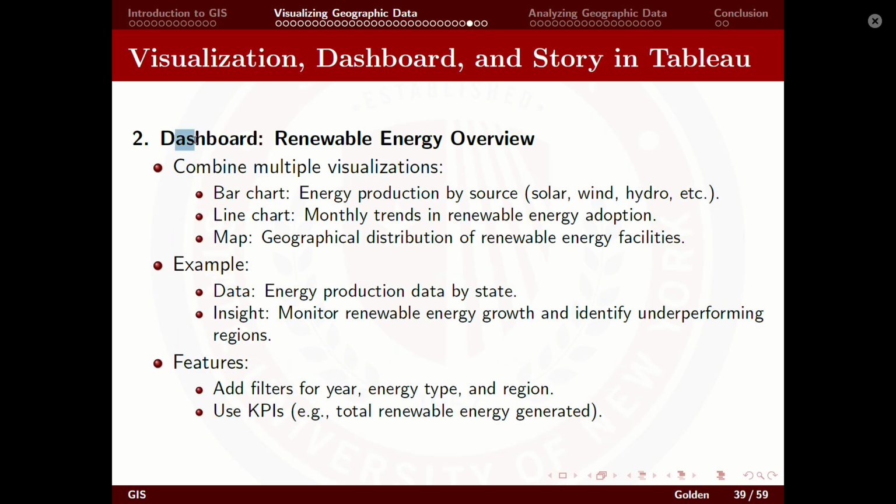And then the next one is the dashboard. So now you can add multiple different types of visualizations together to tell a more coherent story. I can tell you a lot of employers love dashboards, love seeing what the data are, and then being able to export to Excel. So a bar chart, you can have energy production by source alongside a line chart with monthly renewable trends in energy adoption. And then you can have a map that shows the geospatial distribution of renewable energy facilities. So you have the data, and then you can show more complex insights with this dashboard.